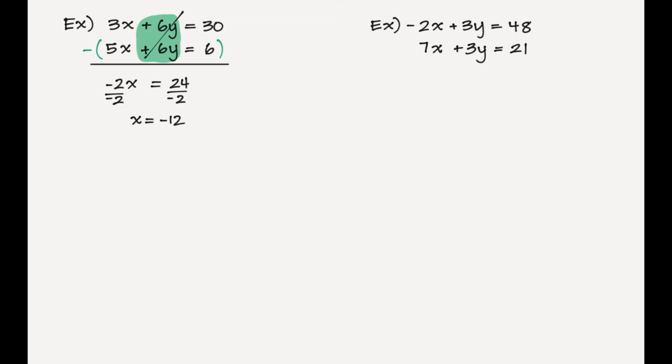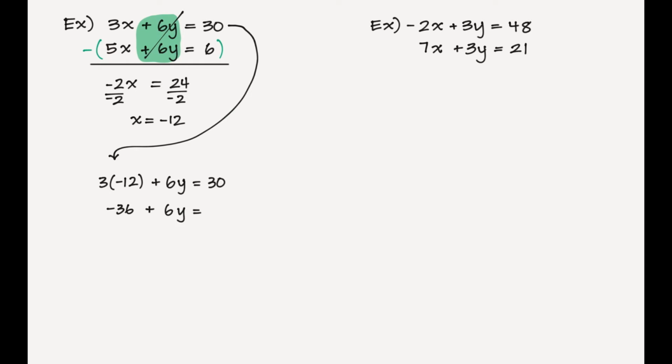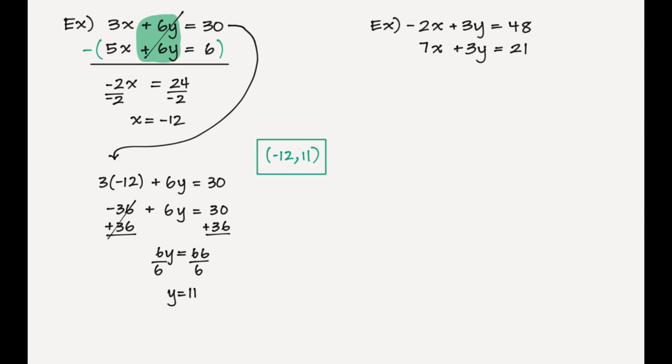All right, so we have our x. Let's go ahead and plug it into our top equation. 3 times -12 plus 6y is equal to 30. That's -36 plus 6y is equal to 30. I'm going to add 36 to both sides. 6y is now equal to 66. And when I divide both sides by 6, I find that y is equal to 11. All right, so this gives us our point of (-12, 11), and we are done with this equation.